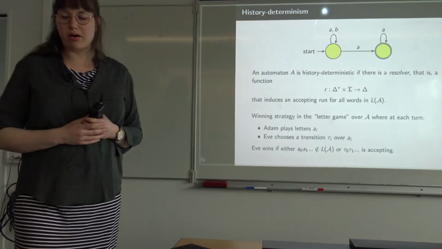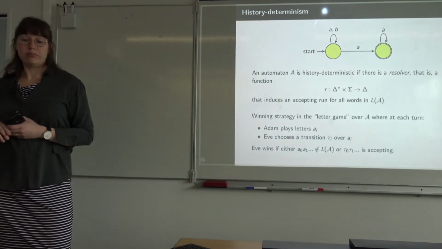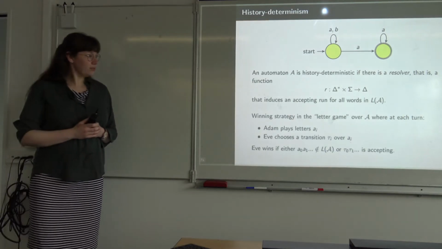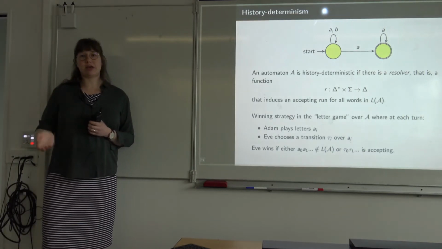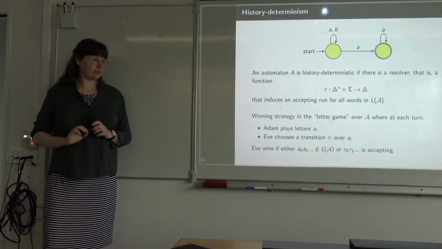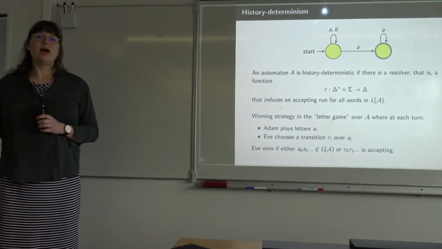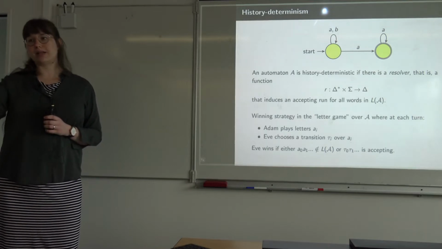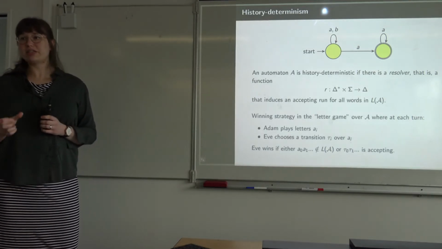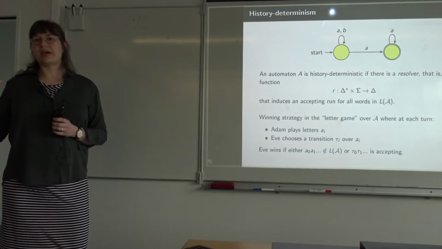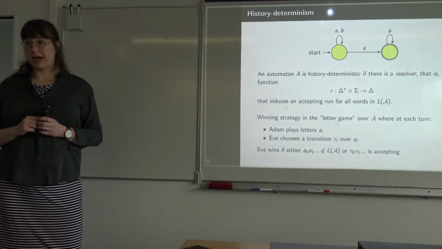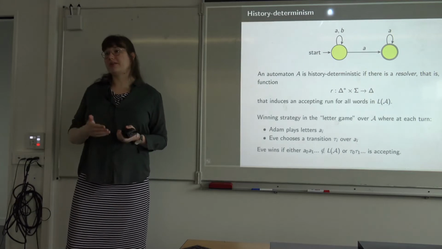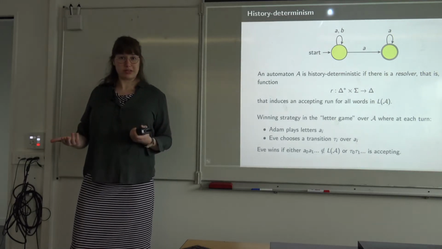We can also think of a resolver as a winning strategy in the following game, where we have an opponent, who I'll call Adam, who plays letters at every turn, letter by letter from our alphabet. And at every turn, Eve has to respond with a transition over that letter. So Adam gives letters, Eve responds with transitions, and attempts to build an accepting run over the word given by Adam. Adam promises to give a word that is eventually in the language of the automaton.